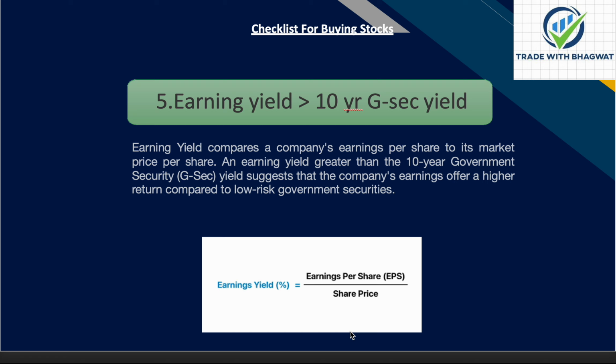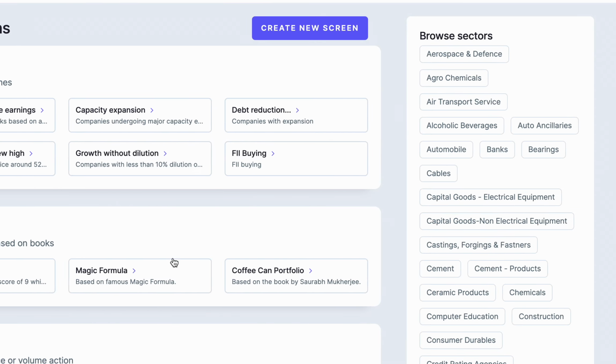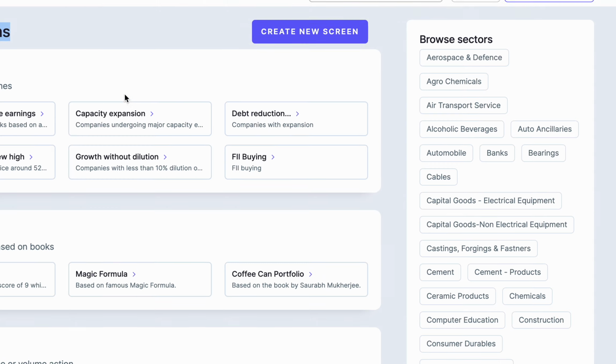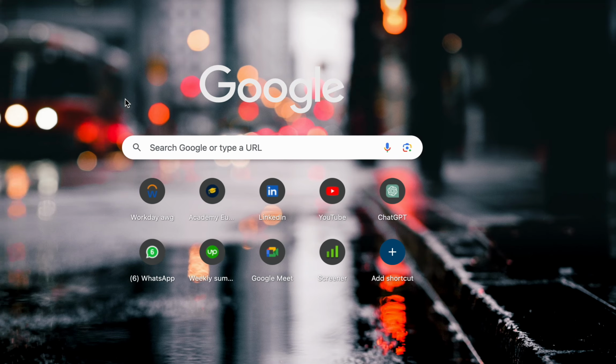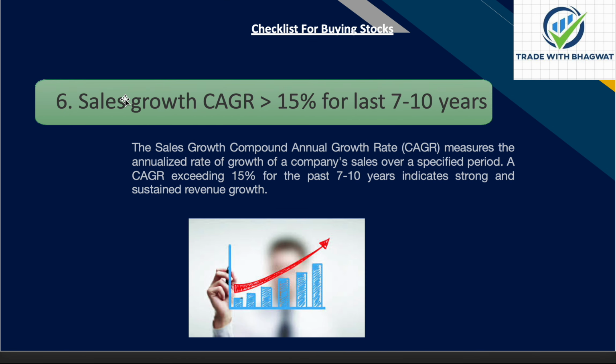Just to let you know, there are many screeners all over the world for specific exchanges, or even specific market conditions. So for India specifically, you can go to screener.in. So this is screener.in, where you'll find all the information and whatever you need. That's it, simple. The next one, sales growth CAGR.